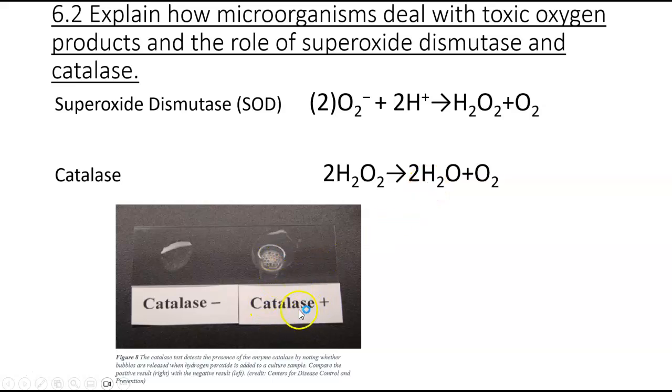So here's a catalase positive one, and here's a catalase negative. You have hydrogen peroxide plus your bacteria, but no bubbles. So this means this organism doesn't make catalase. It must make a different enzyme that neutralizes the hydrogen peroxide.